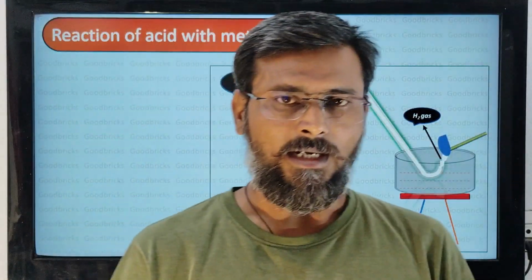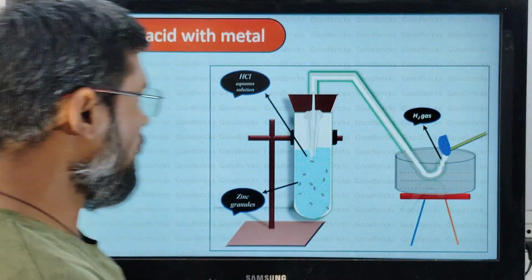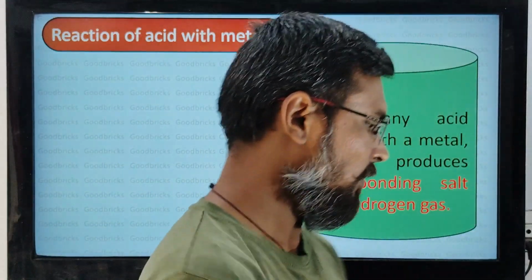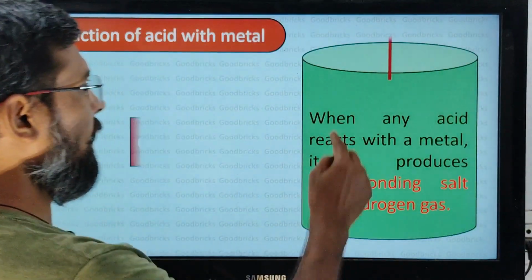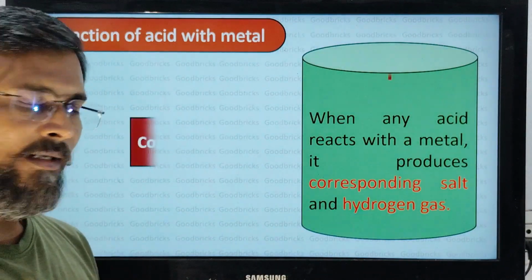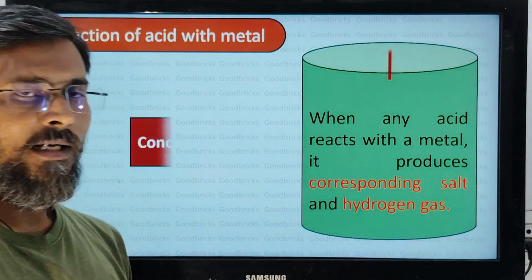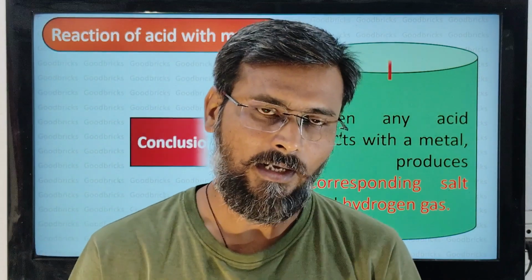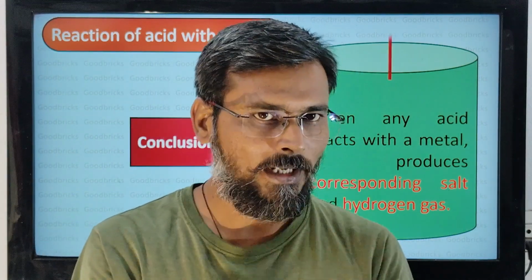So my dear students, let us come to our final conclusion on reaction of acid with metal. And the final conclusion is, when any acid reacts with a metal, corresponding salt and hydrogen gas will be produced, and whatever we have discussed till now, I think you got good clarity.